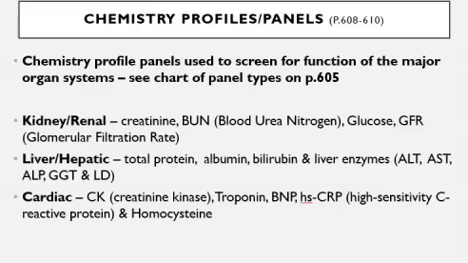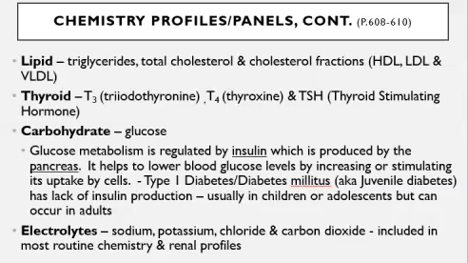The last one on this slide is the cardiac panel. The cardiac panel is assessing the heart function, and tests include the CK, which is the creatine kinase, the troponin, or the BNP, or the high sensitivity CRP, which is the C-reactive protein, or it also can include the homocysteine test. The next chemistry panel we're going to talk about is the lipid panel.